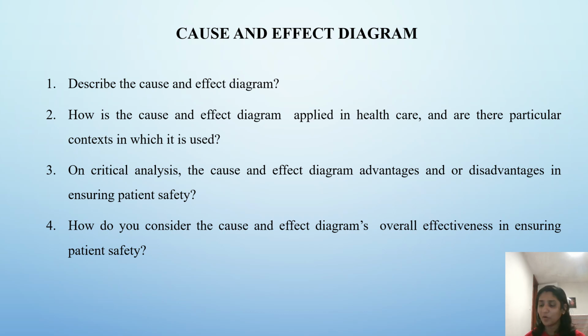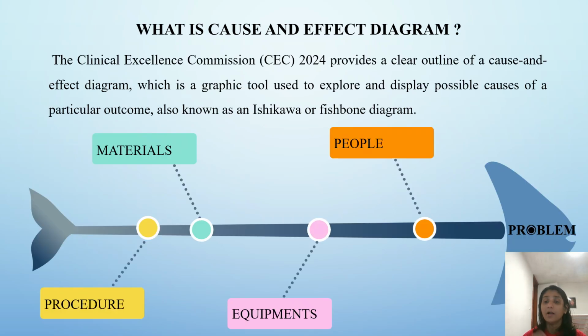Now, what is a cause and effect diagram? The cause and effect diagram was introduced by Kaoru Ishikawa, who is the father of Japanese quality. The Clinical Excellence Commission 2024 provides a clear outline of a cause and effect diagram, which is a graphic tool used to explore and display possible causes of a particular outcome. It has different names, Ishikawa or fishbone diagram.